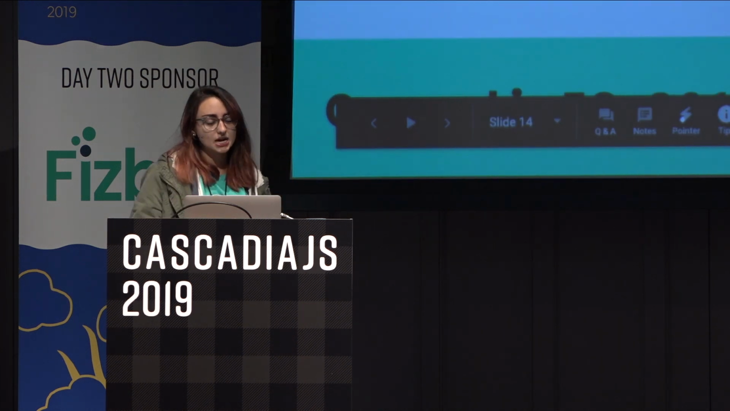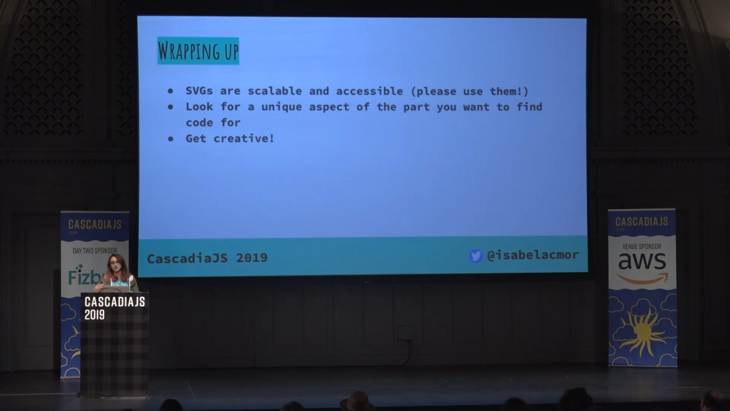So kind of wrapping things up, SVGs are scalable and accessible, so please use them if it's appropriate. You don't always have to default to JPEGs and PNGs. When you're looking at a piece of code that you have never seen before, that seems pretty intimidating and daunting to learn, try to do what I did in this talk. Look for a unique aspect of what you're trying to find in the code, and see if you can dig into that. For us, it was picking out the colors: I want to edit the things that are this color, so let's see if I can find something in the code that matches that value.